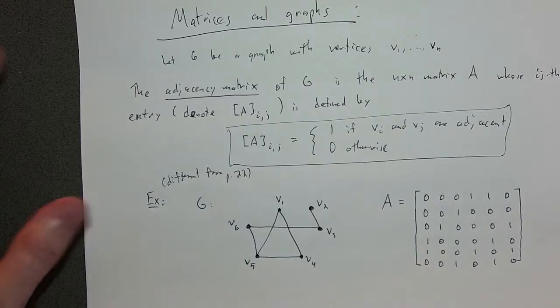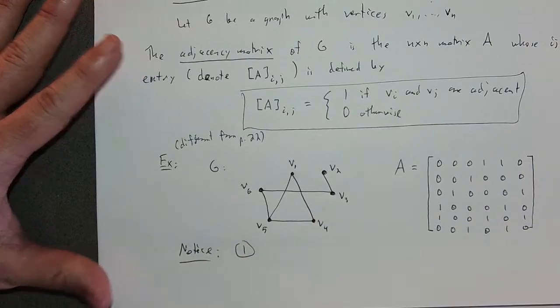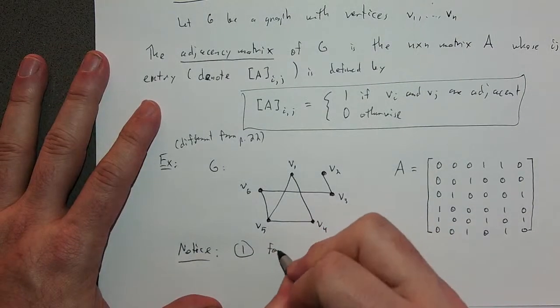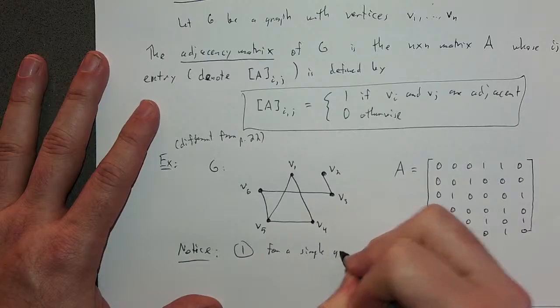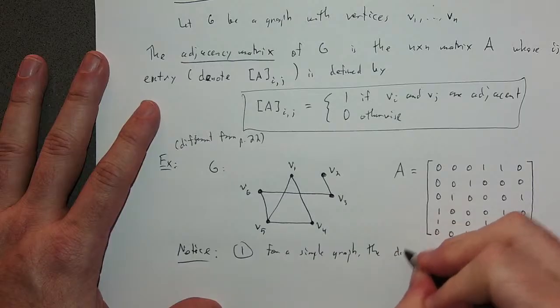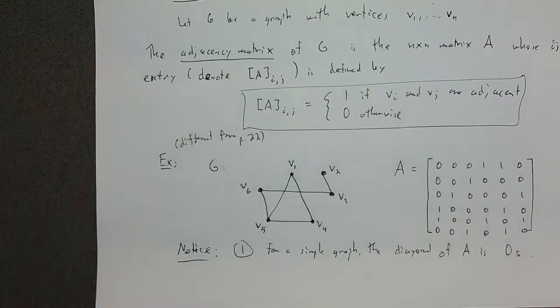A few things to notice. Since a vertex is not adjacent to itself unless we allow loops, for these simple graphs, the diagonal of A is zeros, because the only way there'd be a 1 there is if a vertex was allowed to be adjacent to itself via a loop, which we're not allowing if this is a finite simple graph. And so that's one thing to notice.